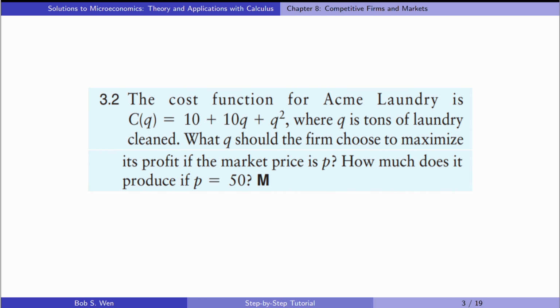Let's do exercise 3.2. The cost function for Acme Laundry is as follows, where Q is tons of laundry cleaned. What Q should the firm choose to maximize its profit if the market price is P? How much does it produce if P equals 50?